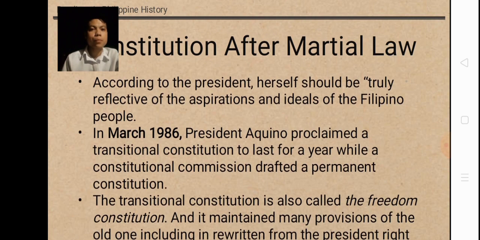According to the President herself, it should be truly reflective of the aspirations and ideals of the Filipino people. In March 1986, President Aquino proclaimed a transitional constitution to last for a year while a constitutional commission drafted a permanent constitution. The transitional constitution is also called the Freedom Constitution, and it maintained many provisions of the old one, including those rewritten by the president.